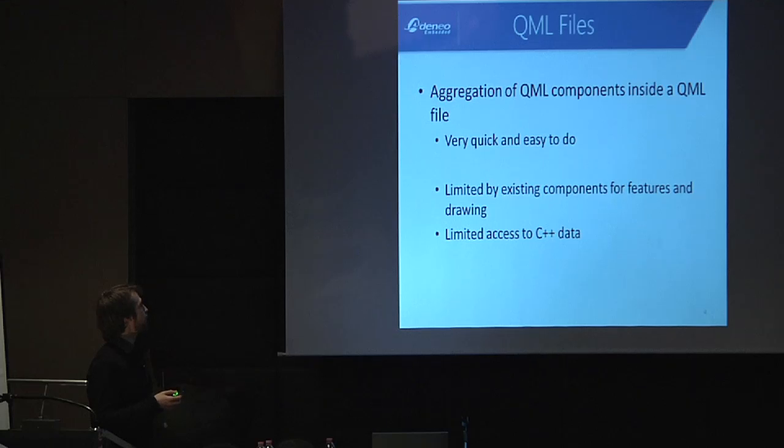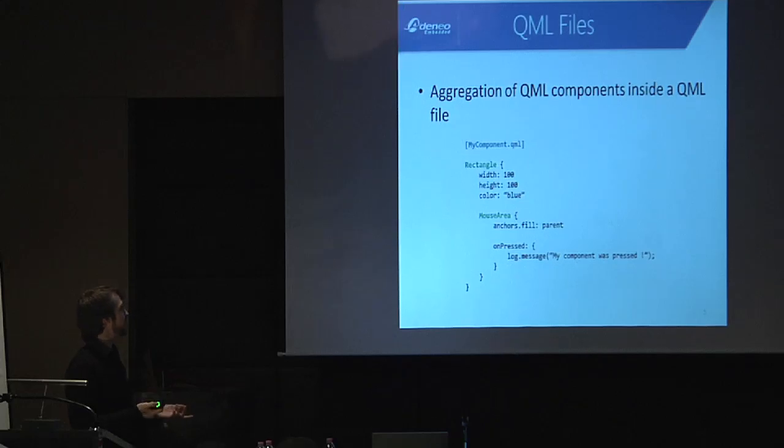Now, the basic way to create your Qt Quick component is some kind of, I would say, aggregation. So you create your QML file, and inside you will put different existing objects. That's really, really easy to do. You just put a rectangle or something, and you have created your component. And of course, the limitation is that you are limited by all the existing components, the components that already exist, you can integrate only those. And also you are on the Qt Quick side, so you have limited access to all the C++ data or things.